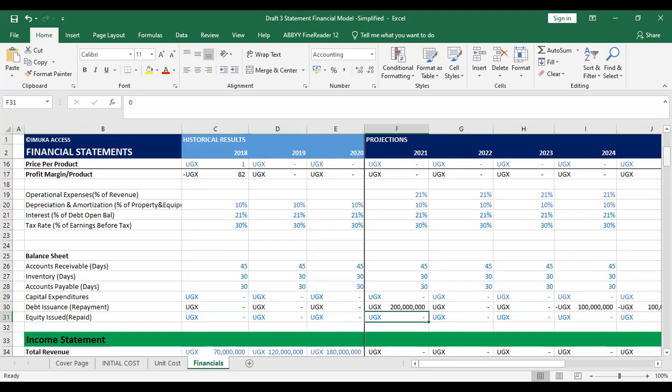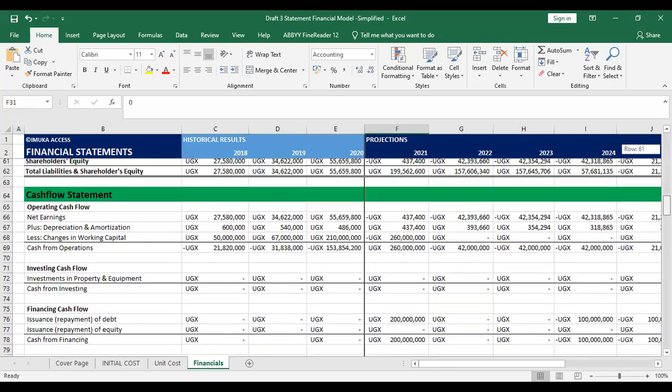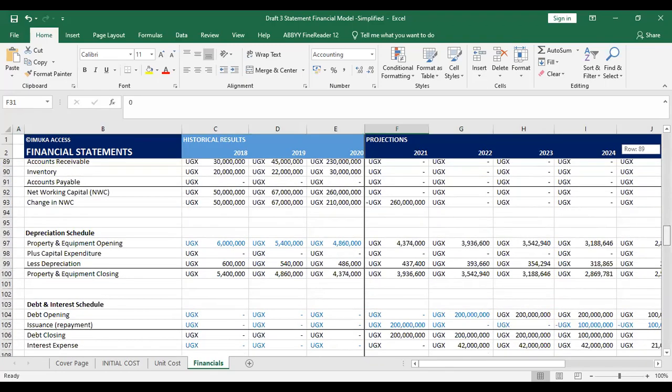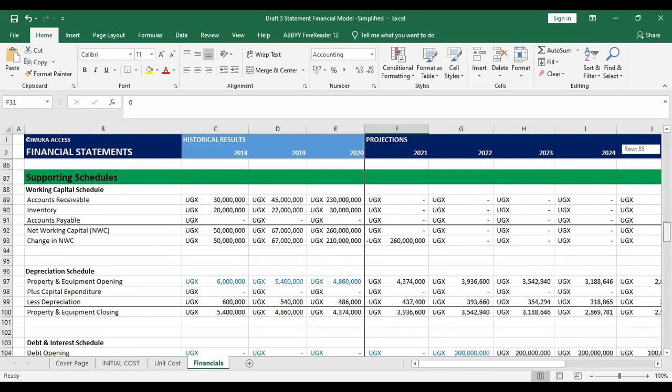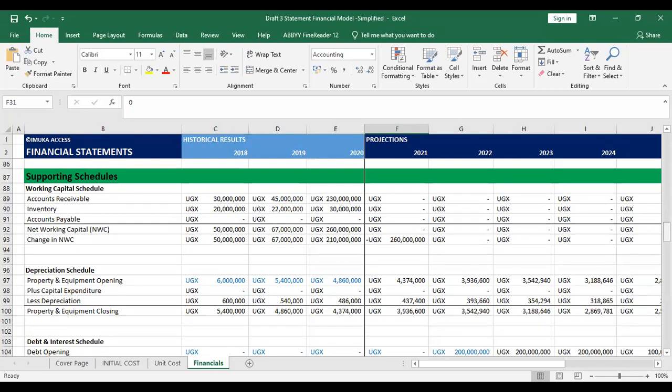Okay, for purposes of explaining debt, I'm going to just go down here. You'll find here I've written supporting schedules. So these are calculations that we do down here, and they contribute significantly to the numbers or the figures in the three statements: the income statement, the balance sheet, and the cash flow.